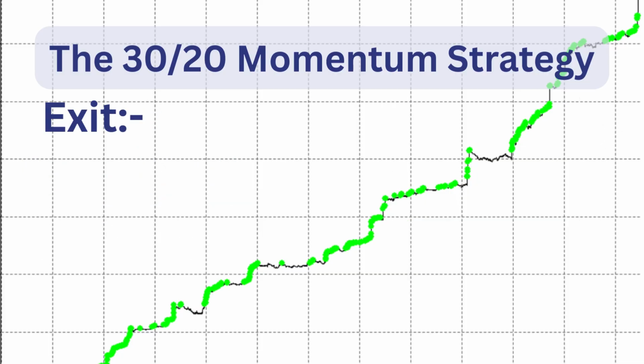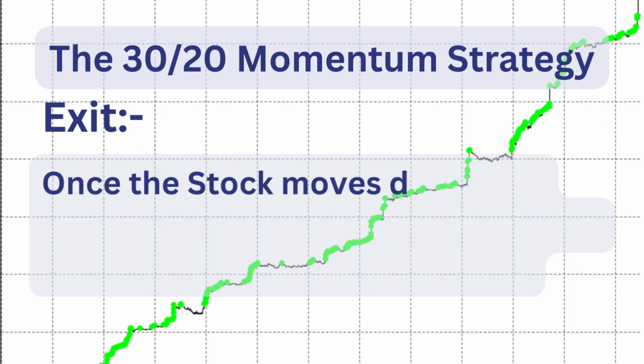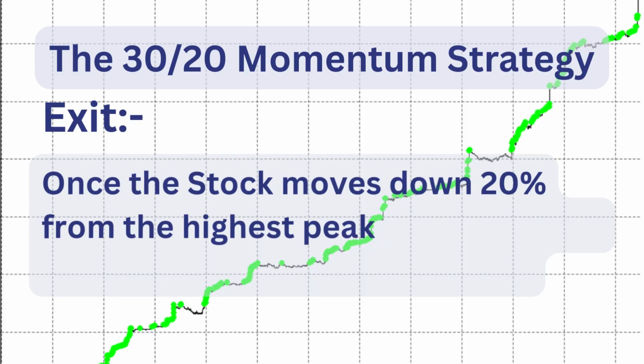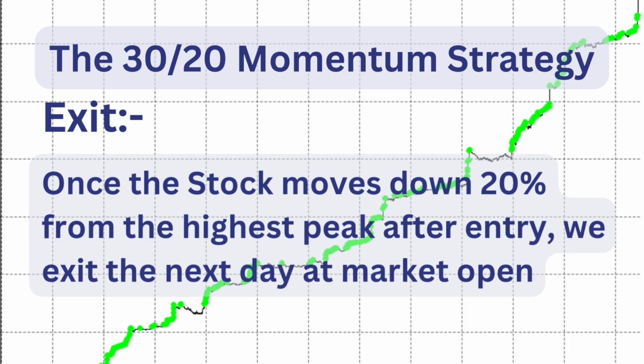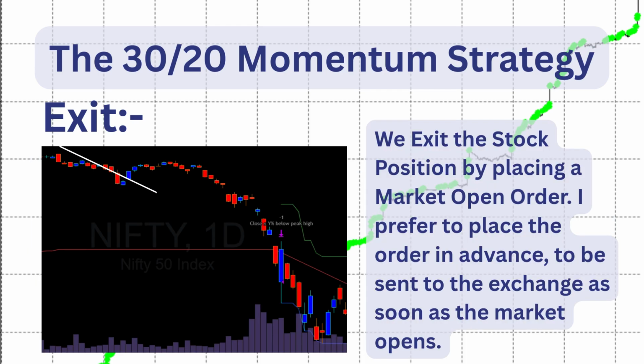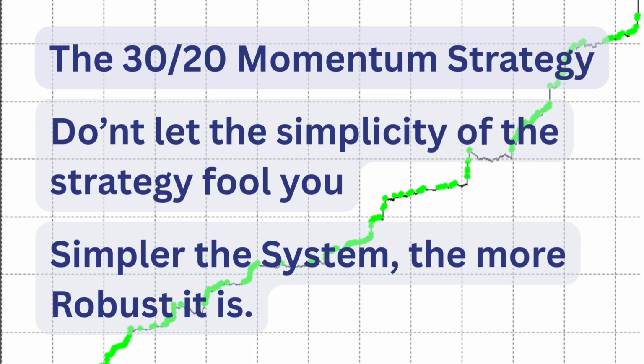Let's talk about the exit. Once the stock moves down 20% from the highest peak after entry, we exit the next day at market open. I prefer to place the order in advance to be sent to the exchange as soon as the market opens. That's it. That's the entire strategy.